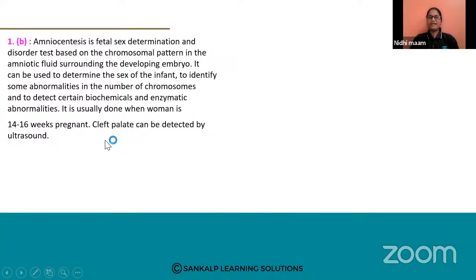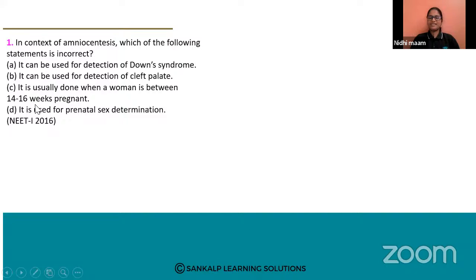What do you mean by cleft palate? Anyone tell me? Go to your textbook, your reference book, search what is cleft palate and let me know in the message box. Cleft palate, what is the condition? It can be detected only by ultrasound. The others are there, no? 14 to 16 weeks pregnant is a right statement. Detection of Down syndrome, that is a chromosomal abnormality, is a right one. Next, prenatal sex determination is actually banned, but it can be done through amniocentesis.